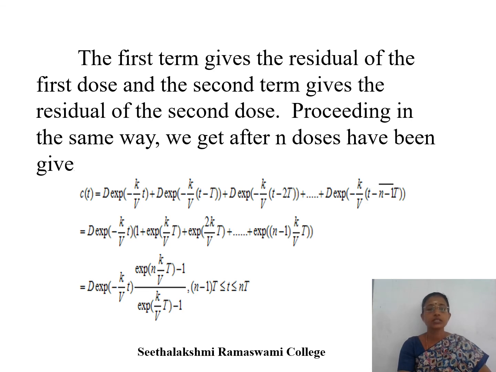Again, this can be written as follows. Here we take D e^(-K/V t) outside. We get D e^(-K/V t) into 1 plus e^(K/V T) plus e^(2K/V T) plus etc., plus e^((n - 1)K/V T). Again, this can be written as D e^(-K/V t) into (e^(nK/V T) minus 1) divided by (e^(K/V T) minus 1). Here small t lies between (n - 1)T and nT.